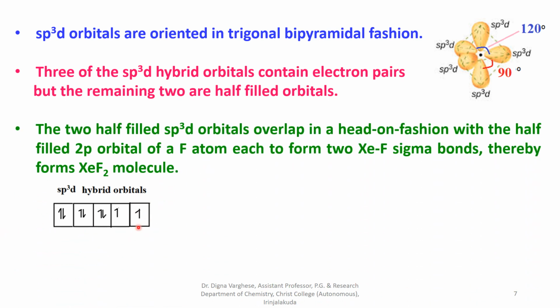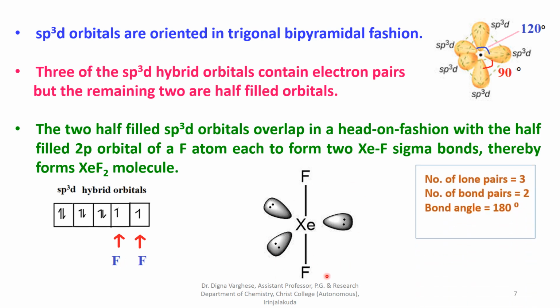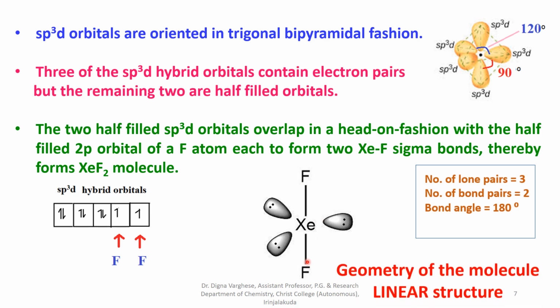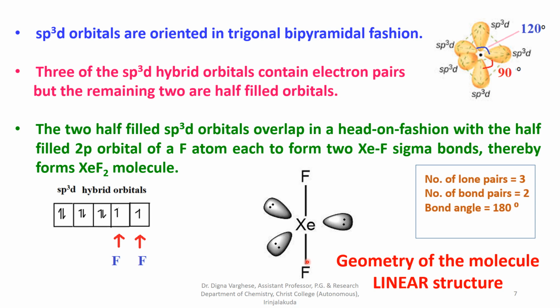The two half-filled sp3d orbitals overlap in a head-on fashion with the half-filled 2p orbital of the fluorine atom, each to form two xenon fluorine sigma bonds, thereby forming a xenon difluoride molecule. In this case, the number of lone pairs is 3 and the number of bond pairs is 2, and the F-Xe-F bond angle is 180 degrees, and the structure of the molecule is linear.